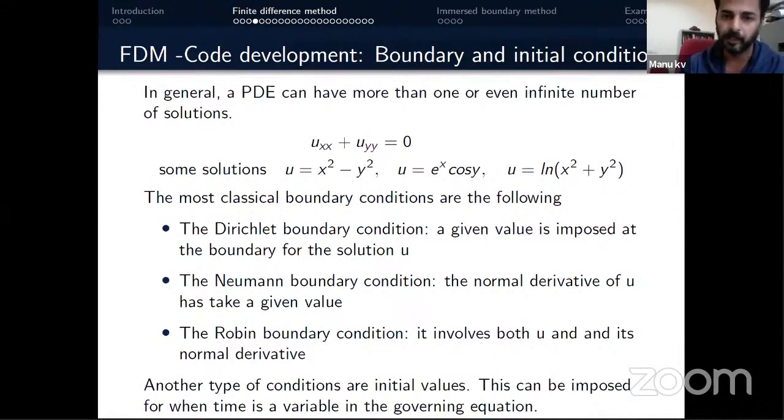boundary condition. So these are some of the classical boundary conditions which we commonly use in CFD. The first one is the Dirichlet boundary condition. In that case, we will impose the exact value. For example, suppose we know the velocity at one particular boundary, we can give that particular value and proceed further.